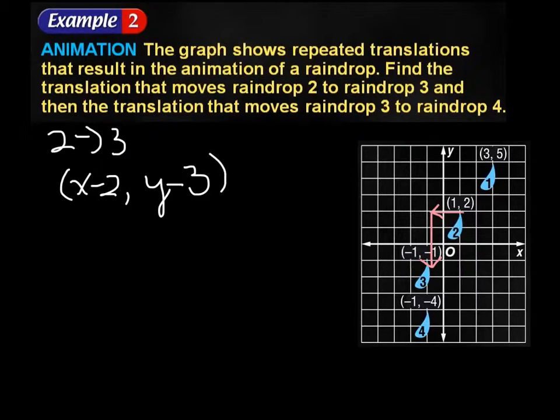And then we want to do the same thing from 3 to 4. So it looks like from 3 to 4, oh, we're not moving right or left, we're just moving 3 units down. So I'm going to leave my x alone, and I'm just going to subtract 3 from y.